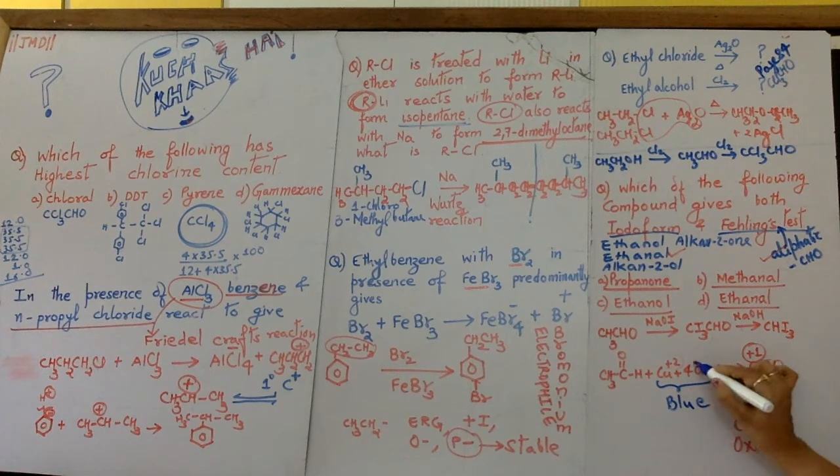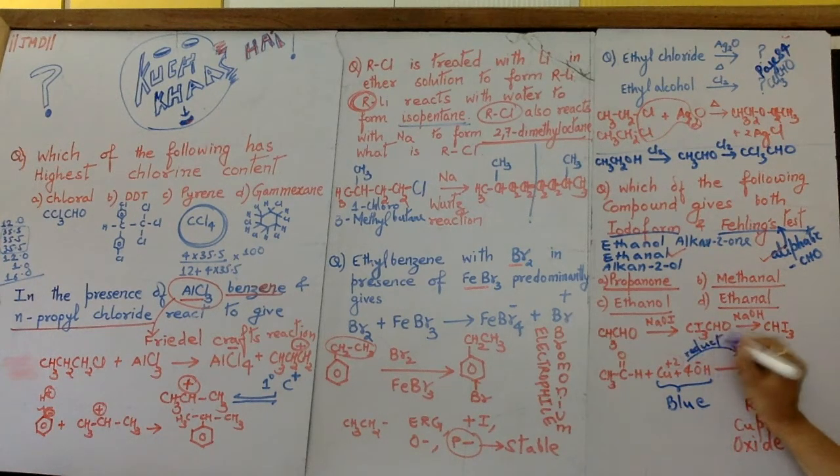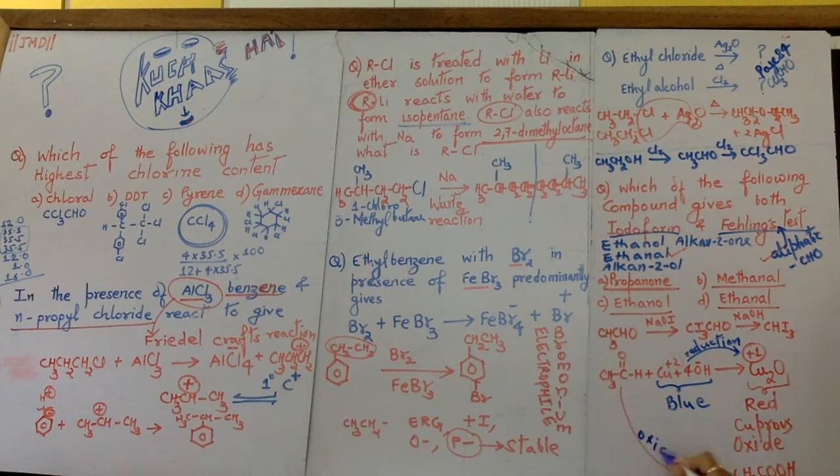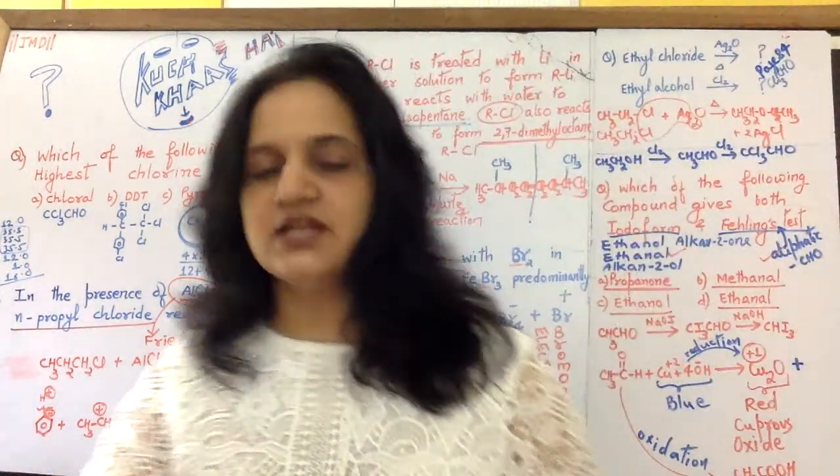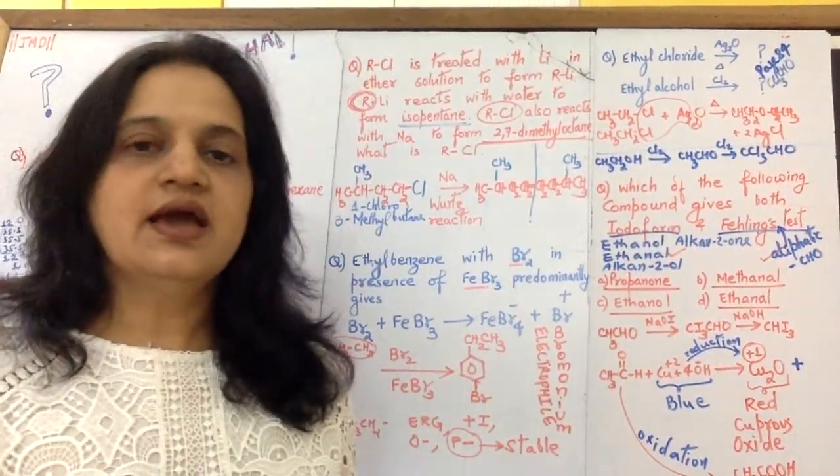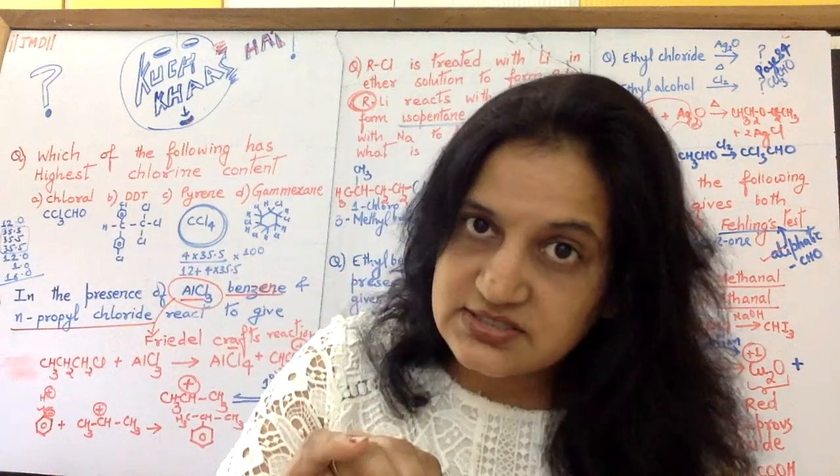This process which is taking place from here to here is reduction. While the aldehyde gets oxidized to carboxylic acid, and this process is nothing but oxidation. This is a type of redox reaction. So you get Cu2O plus acid plus you get water. So that's how Fehling solution is reduced by aldehyde. So aldehydes reduce Fehling solution.